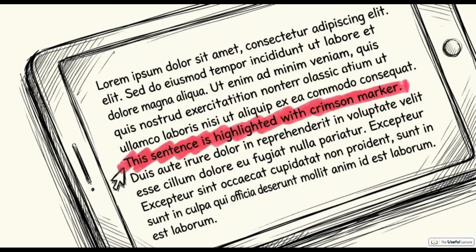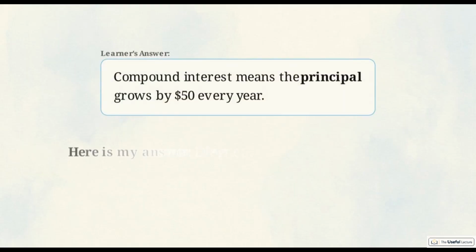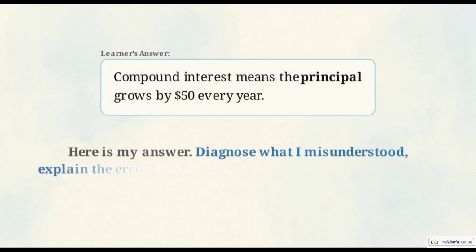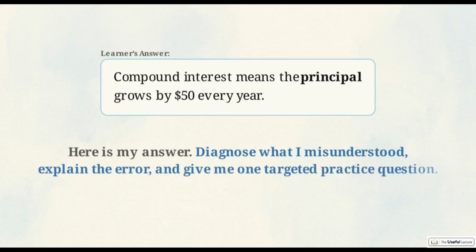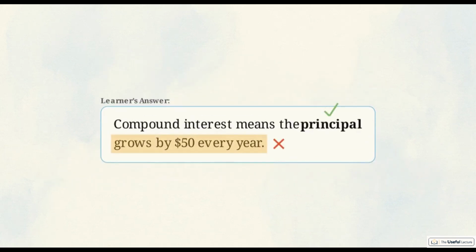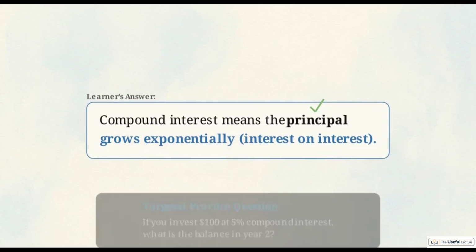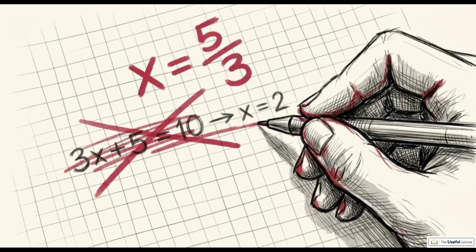Errors will naturally occur during retrieval. Step 4, repair, uses those errors as diagnostic data to fix gaps in your understanding. The prompt is, here is my answer. Diagnose what I misunderstood, explain the error, and give me one targeted practice question. This forces you to reconcile your mistake with the correct logic. The biological mechanism of retention is driven by this struggle to remember, followed by immediate targeted correction.